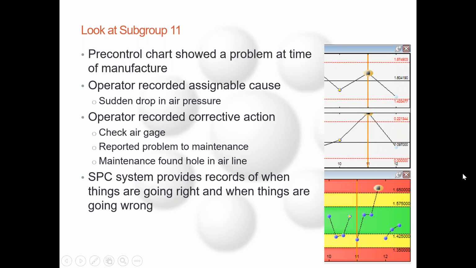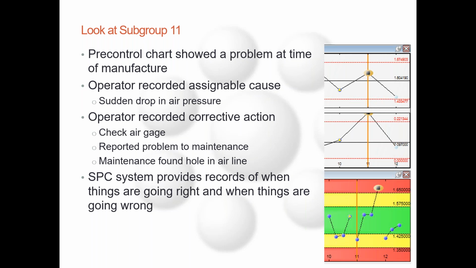In the pre-control chart, which happens to be the one down here in the red, the operator records assignable cause, sudden drop in air pressure. They also recorded that they checked the air gauges and reported the problem to maintenance. Maintenance found a hole in the airline.